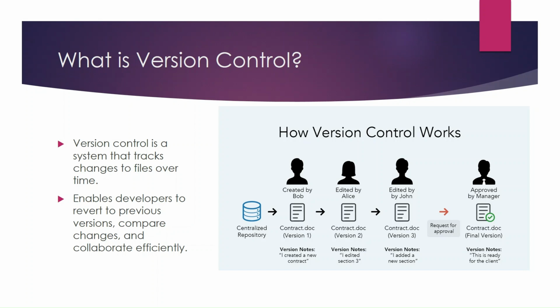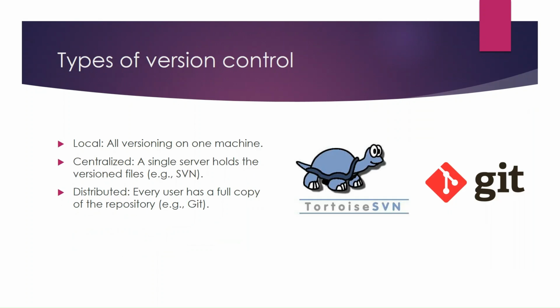So this applies across all the development areas. It is as simple as that. Now, there are a few types of version control. The first one is local, which is nothing but all versioning being on one machine. All the versions of the files, documents and code in a single machine is called local to that machine.